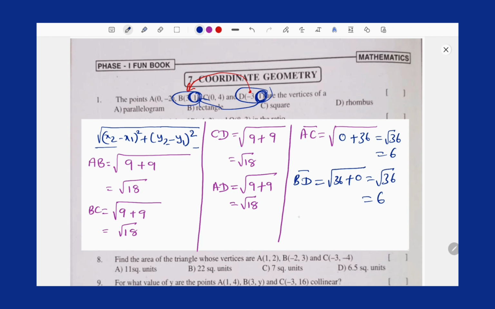So for conclusion, all sides are equal, and also diagonals are equal. Sides equal, diagonals are equal. So what is the answer? It is a square. So your option is the first one, C.